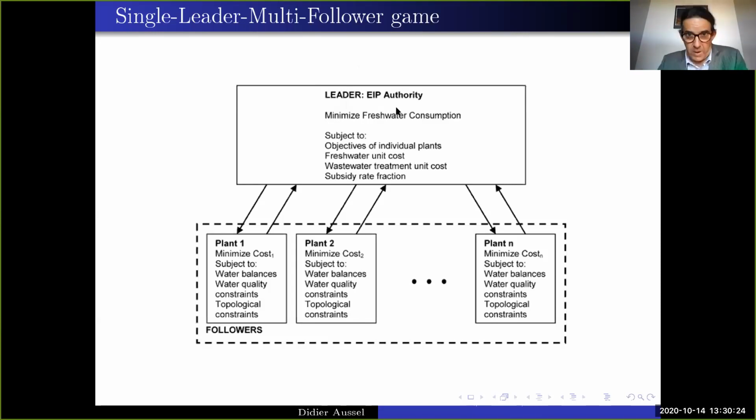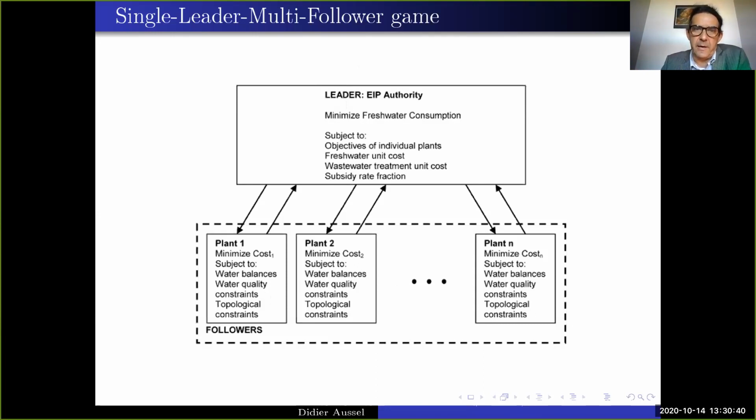So what is this guy doing? Minimizing the fresh water, taking into account the constraints. And the other ones minimize their cost, subject to common constraints. For example, the water balance is a common constraint, a shared constraint, we say also, and so on.